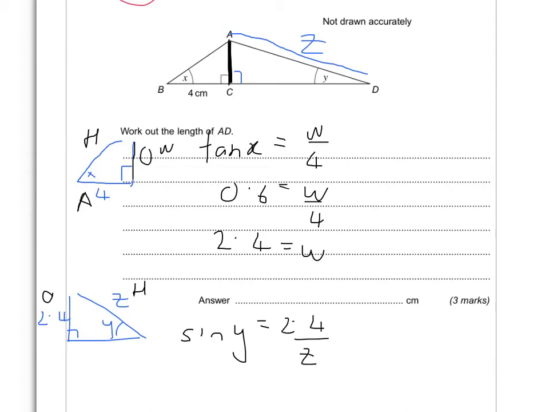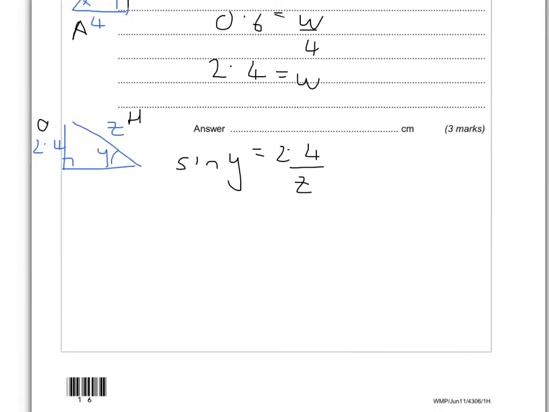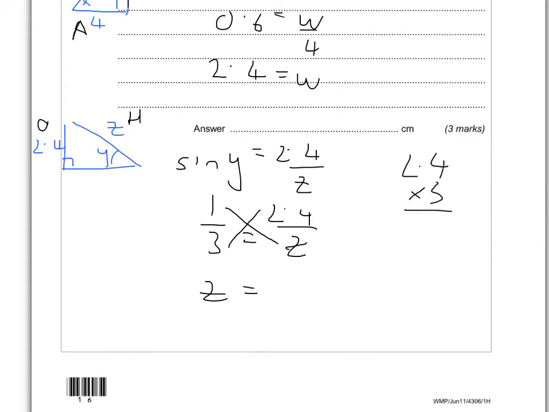Now if I look back at the top, sine y is a third, so let's change sine y to be a third. So a third equals 2.4 over z, and multiply both sides by z, multiply both sides by 3, or just in this one particular case, if you have a fraction equal to a fraction, you can cross multiply and say z equals 3 times 2.4. Do that at the side if you need to. Okay, take your time to get it right, which is 7.2. So z equals 7.2.